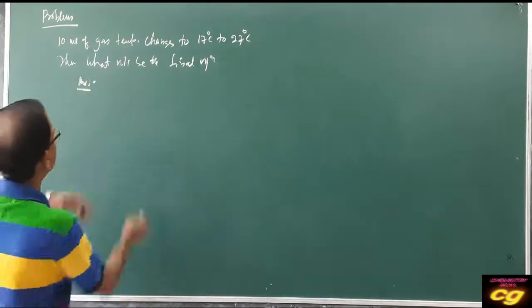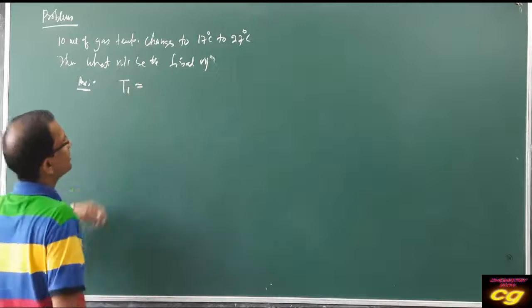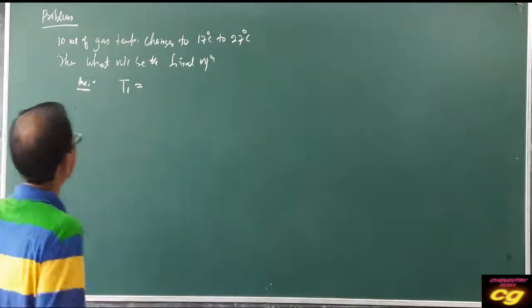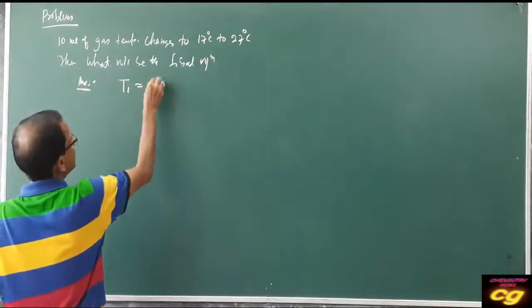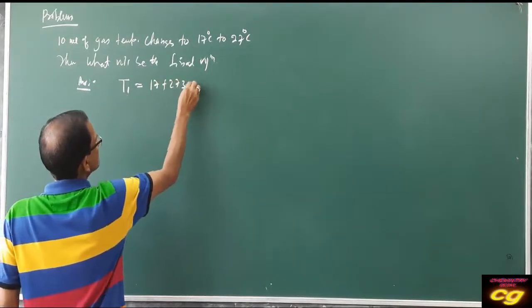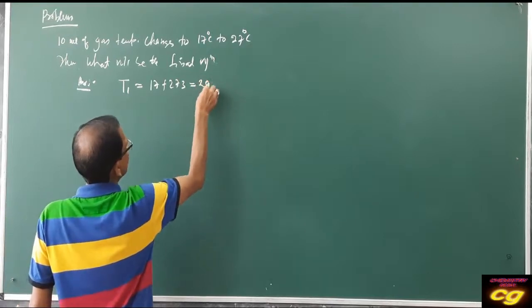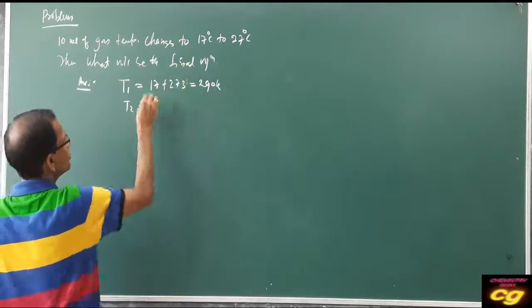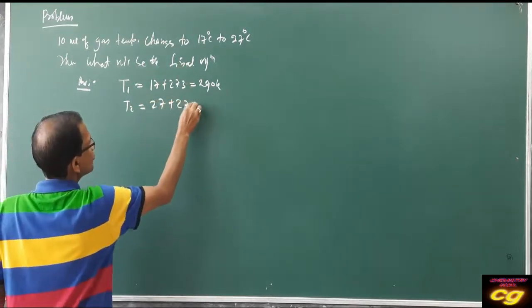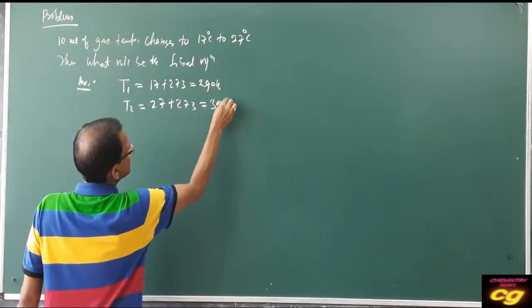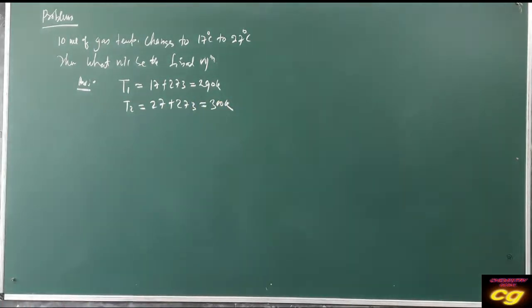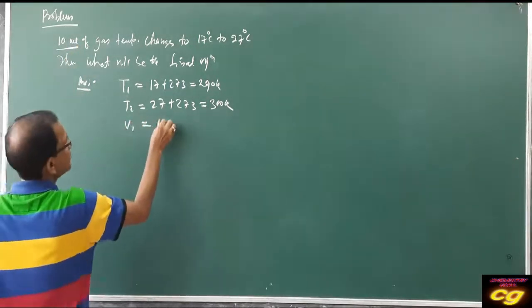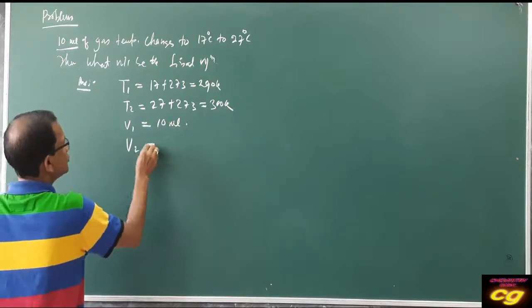Here you see, as the temperature is in Celsius, you have to convert it into the Kelvin scale. T1 will be 17 plus 273, that is 290 K. Similarly, your T2 as per the question is 27 plus 273, that is 300 K. This is the temperature change. And V1 as per the question is equal to 10 ml. Then V2 is the question mark.